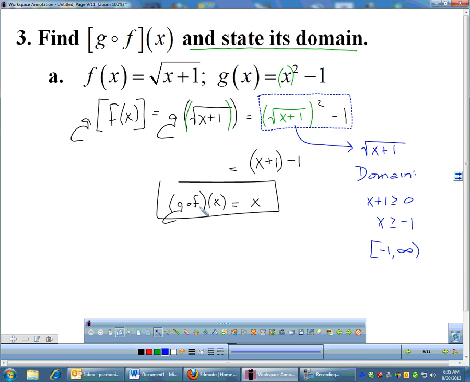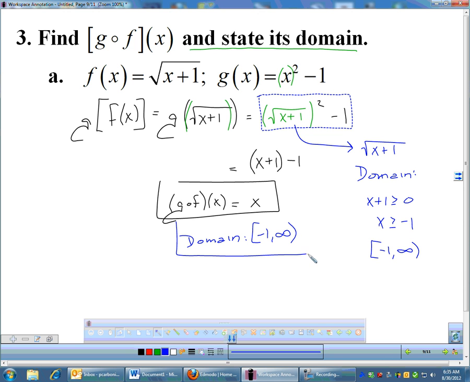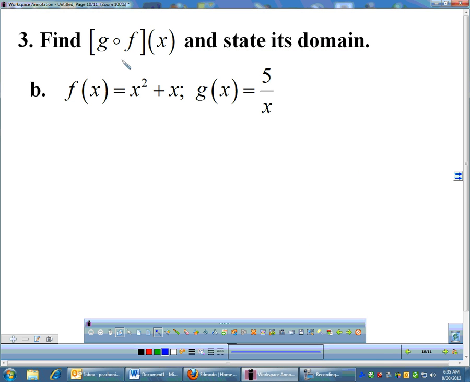So my composition function is just x, but my domain is still negative 1 to infinity. So find the domain before you start simplifying, because otherwise you may end up tricking yourself into the wrong domain. Looking at the next one, again, find g of f of x and find the domain.